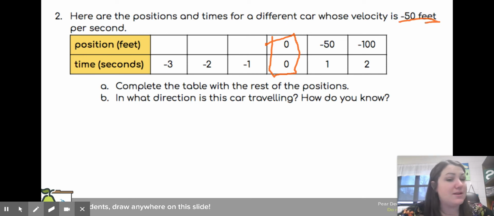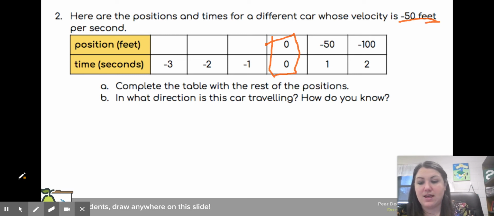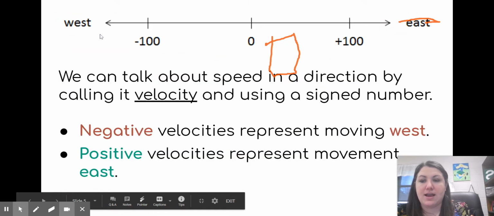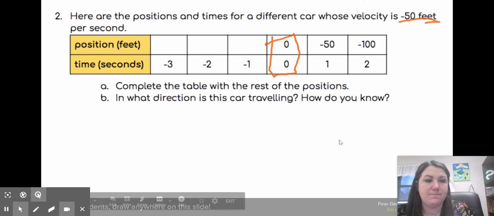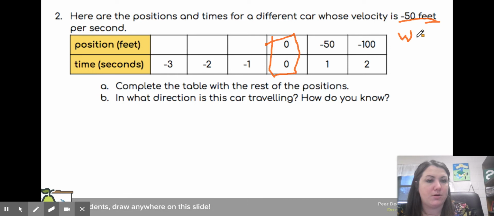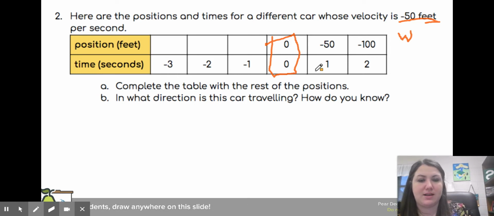And remember, that doesn't mean it's slowing down. Negative just simply means that, according to our table here, it's going west. So it's going west 50 feet per second. I'm going to even put W for west here so I remember. So it's moving west 50 feet per second. After 1 second, it was west 50 feet. 2 seconds, it was west 100 feet.